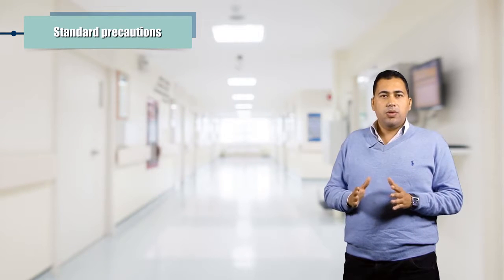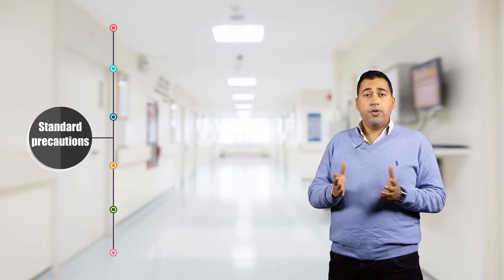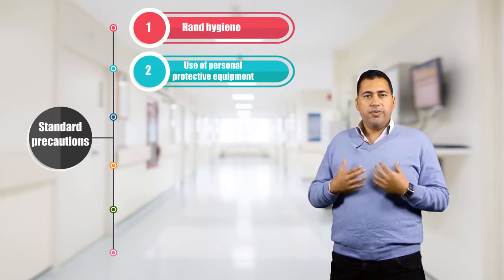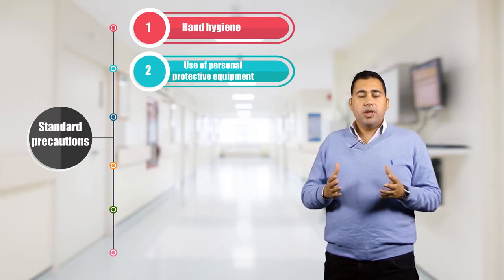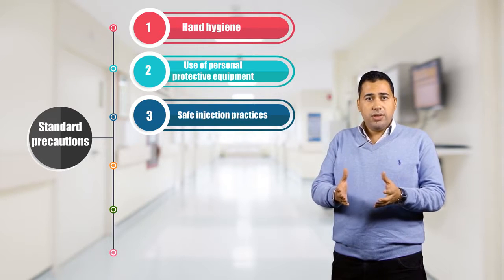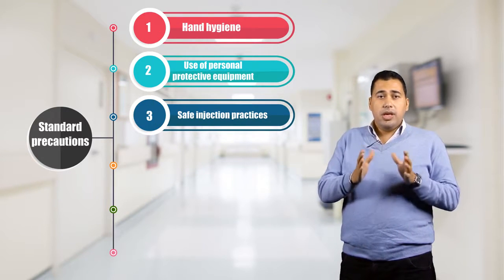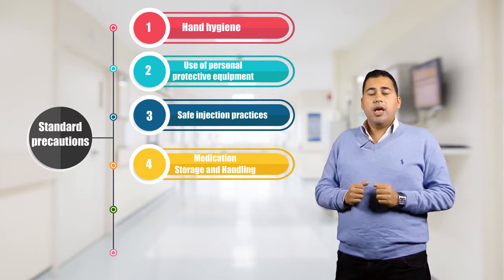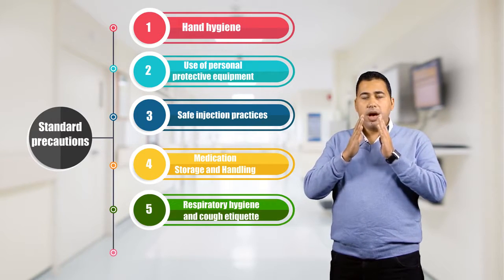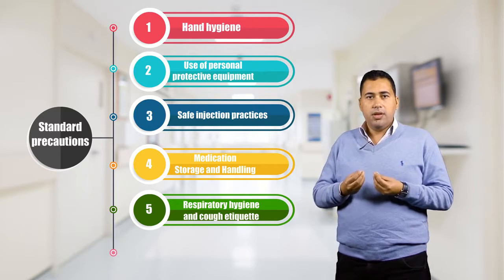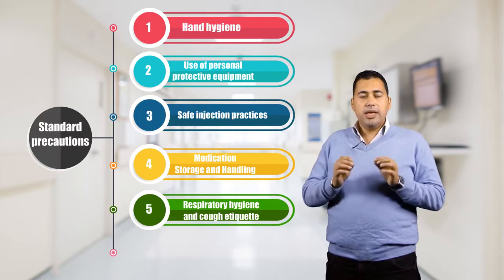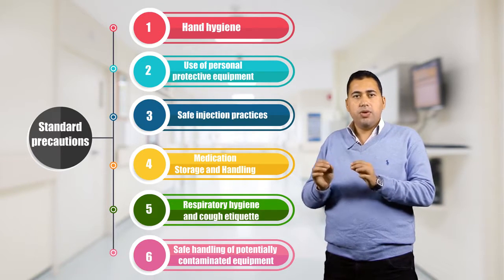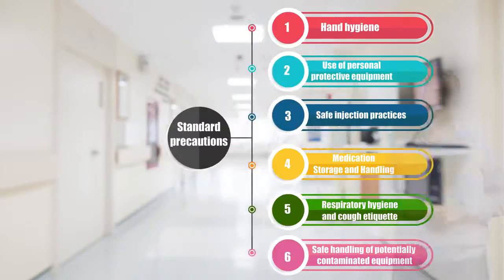They include several aspects, beginning from hand hygiene, to the use of safety equipment, to the safe handling of syringes, to drug or medication storage and preparation, also respiratory hygiene and cough etiquette, and finally the safe handling of patient secretions, contaminants, or tools.